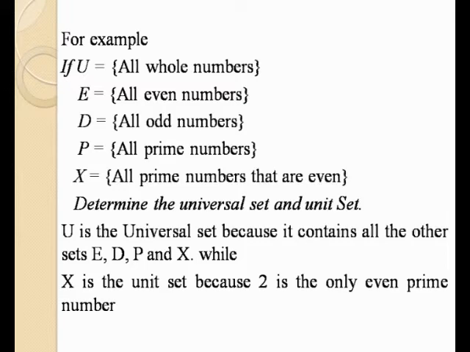Then X, mind you, X is all prime numbers that are even. And the only prime number that is even is 2. X is a unit set because 2 is the only even prime number, which makes it a singleton set or a unit set. That is, it's a unit set or singleton.